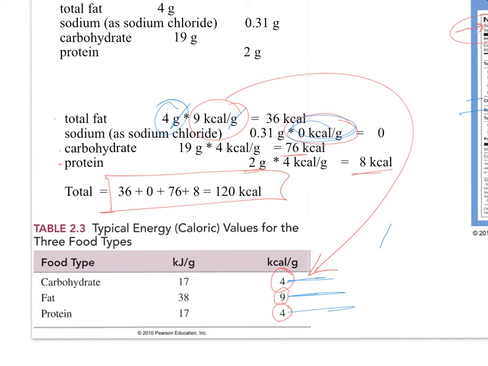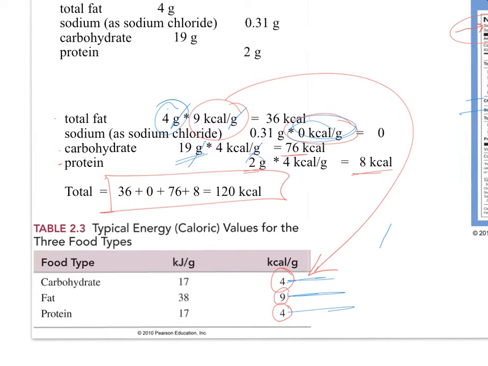Carbs. In this 1 serving size of cracker, there's 19 grams of carbs. There's a lot of carbs in crackers. Each gram of carbohydrate consumed is tied to 4 kilocalories, so grams on top, grams on bottom cancel. You multiply 19 by 4 and you get 76 kilocalories of energy just for the carbohydrates.